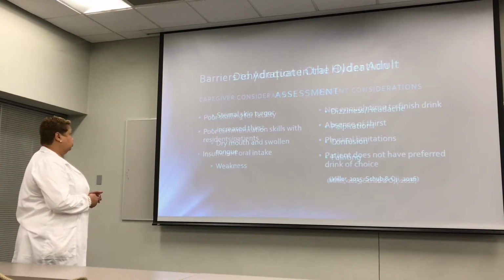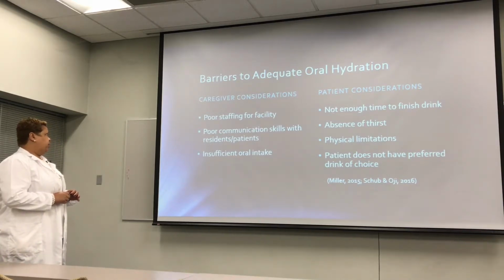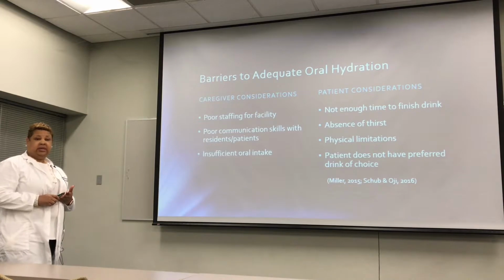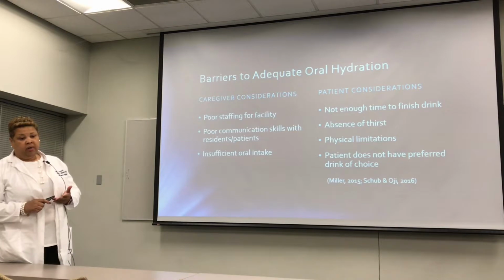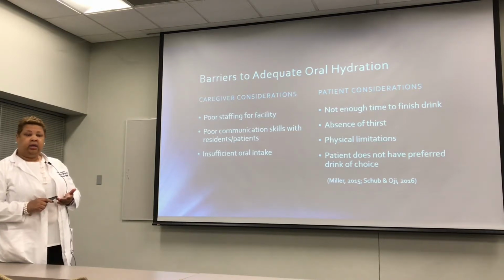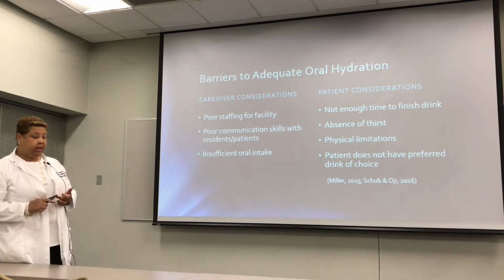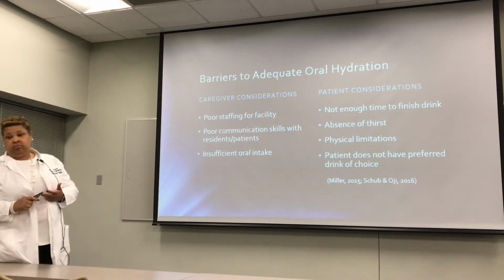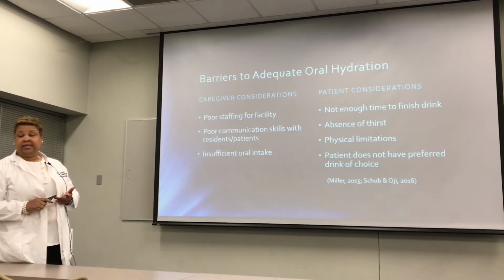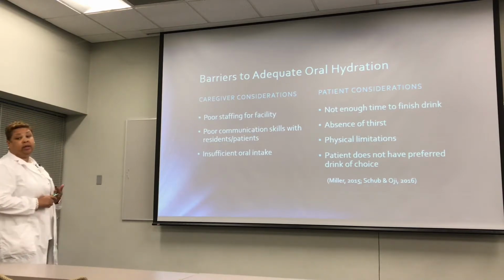Barriers to adequate oral hydration. Some caregiver considerations. Poor staffing for a facility. If the patient is living in a long-term care facility or residential, often there's not enough staffing to provide the patient with one-on-one care that would assure that their hydration status is being met. Poor communication skills with residents or patients. Again, staffing shortage, or the patient cannot speak or has had some type of impediment, such as a stroke, and has poor speech or is not understandable.